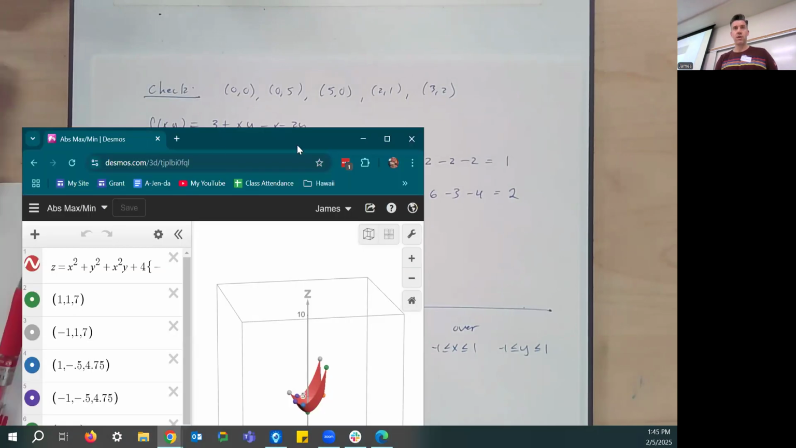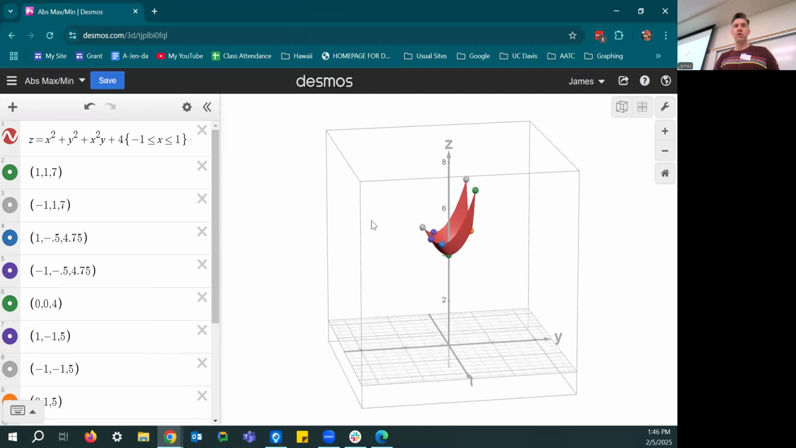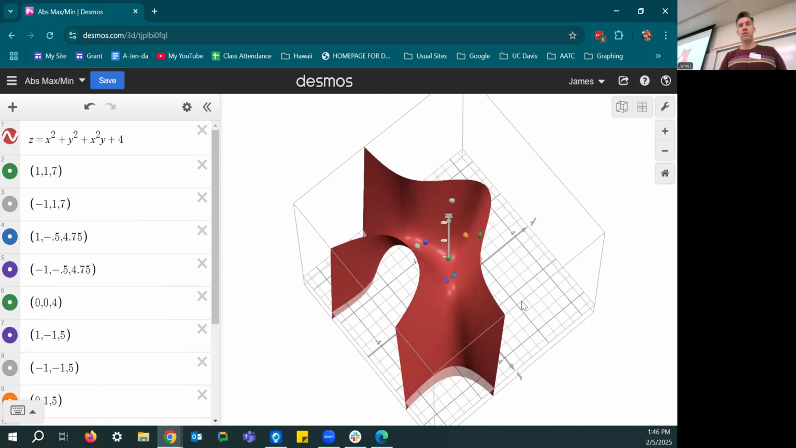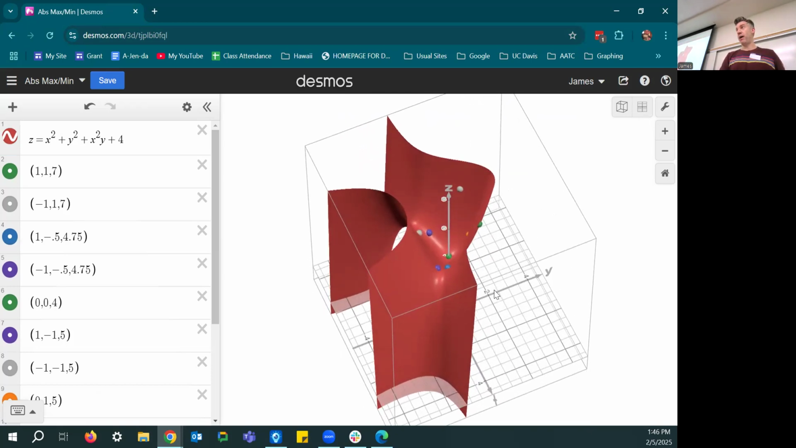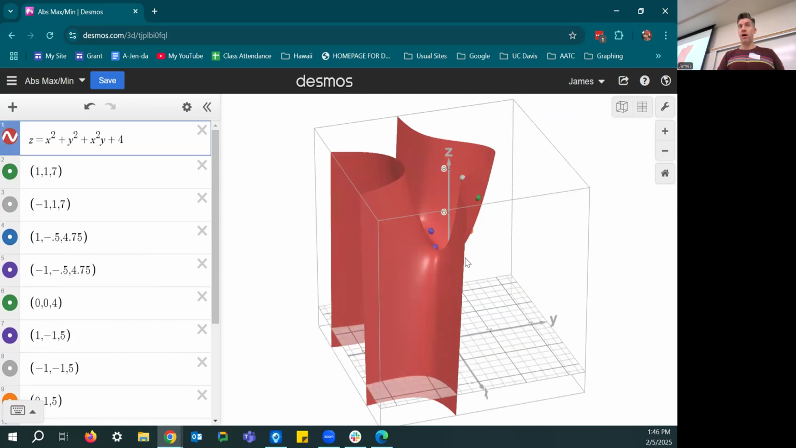So here's the function. And actually, I'm going to change this a little bit here. I'll copy that. And then if I delete that, there's the entire surface. So clearly, none of these points that I've plotted on it are actually absolute maxima or minima, right? Because that function gets negatively large and positively large. So there's no actual absolute maximum.